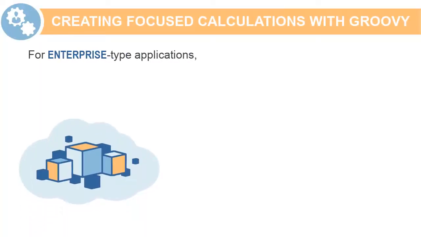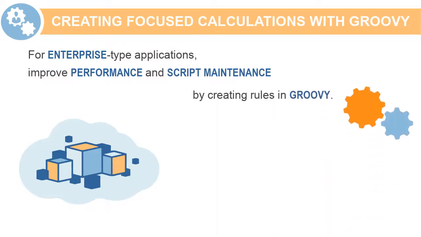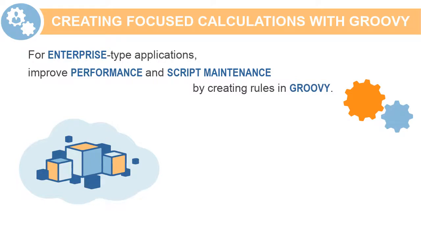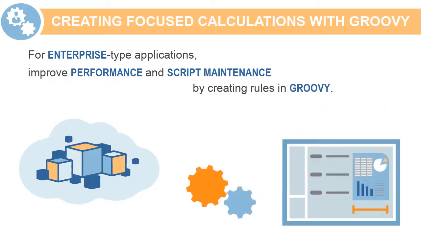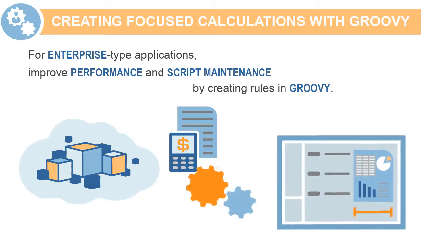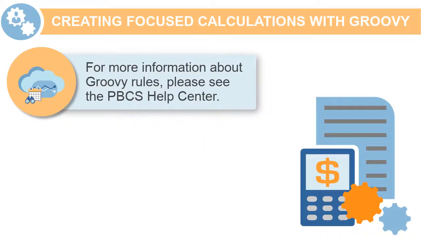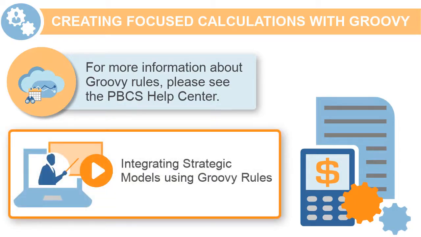For enterprise-type applications, you can improve performance and script maintenance by creating rules in the Groovy scripting language. Use Groovy rules to dynamically generate focused calc scripts based on the context of the current form. For more information about Groovy rules, please see the PBCS Help Center or watch our tutorial video integrating strategic models using Groovy rules.